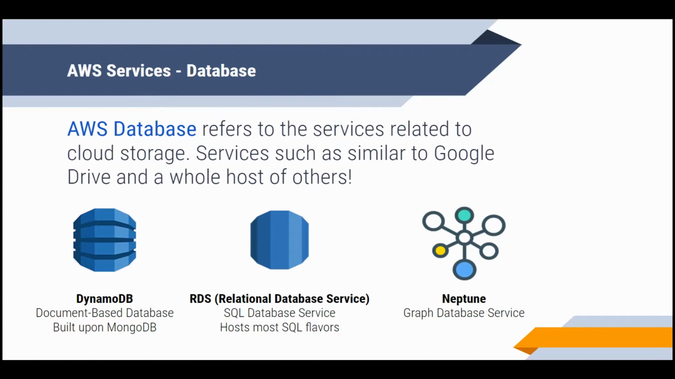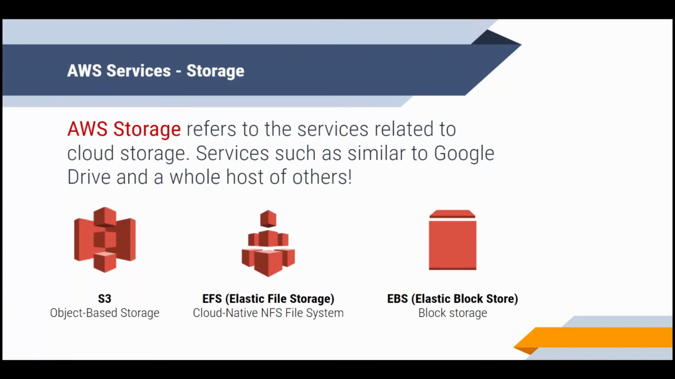And then we have Neptune. This isn't a particularly popular service, but I thought I'd throw it in just because it's pretty interesting. This is a graph database service. I don't know how many people here are familiar with graph databases. Graph databasing is kind of a newer concept. It's really popular, it's gaining a lot of steam. It's a really cool concept of how you store data as nodes in a database. So AWS is on every bleeding edge.